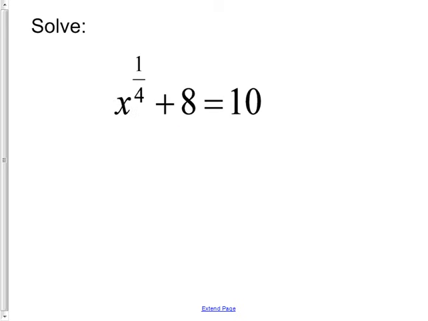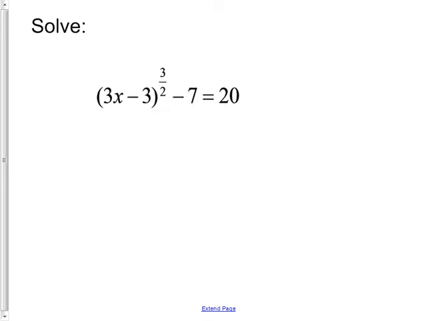All right, let's move on. This one, just tell me what to do. How do I start? Minus 8 from both sides. Then put both sides to the power of what? To the fourth power. Good enough. This one, getting a little more intense. How do I start? Add 7.